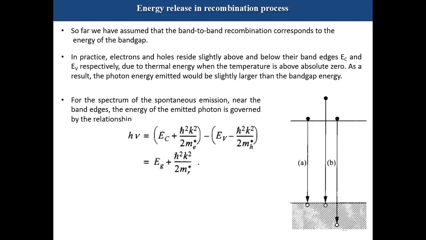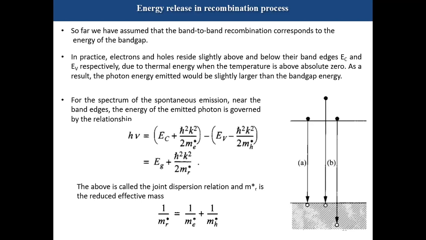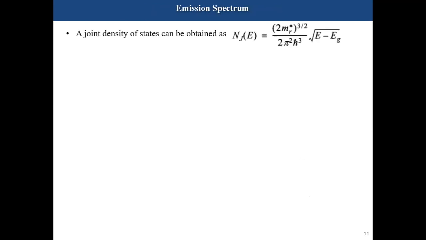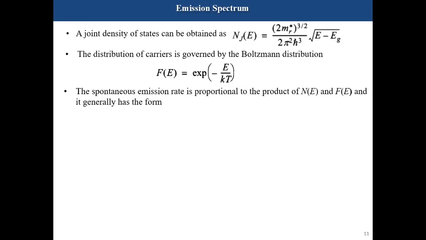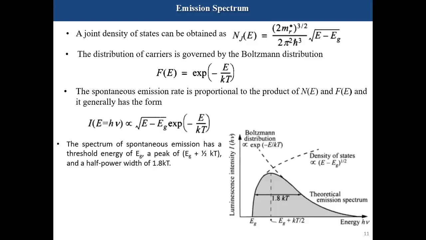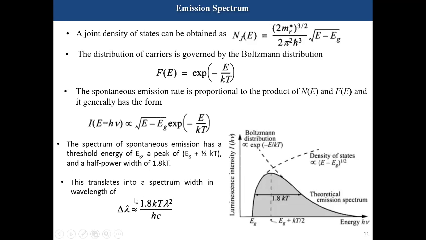For the spectrum of the spontaneous emission near the band edges, the energy of the emitted photon is governed by this relationship. In this joint dispersion relation, m star is basically the reduced effective mass. Then if we want to have an idea about the emission spectrum, it basically comes out like this, which translates into a spectrum width in wavelength, this one.